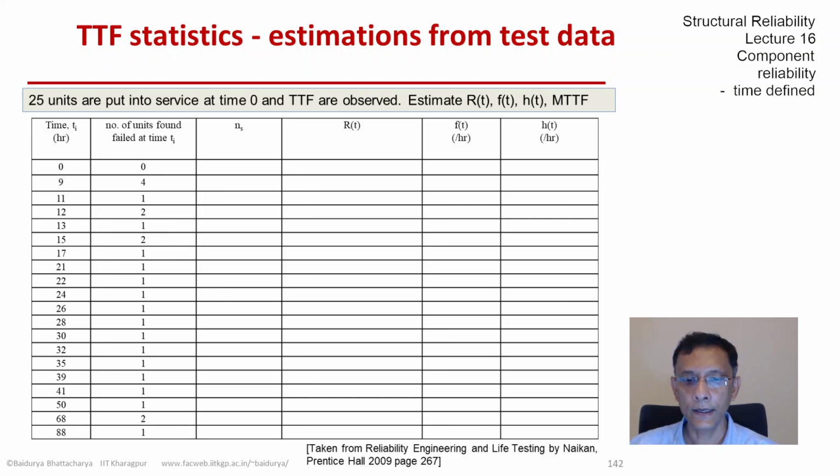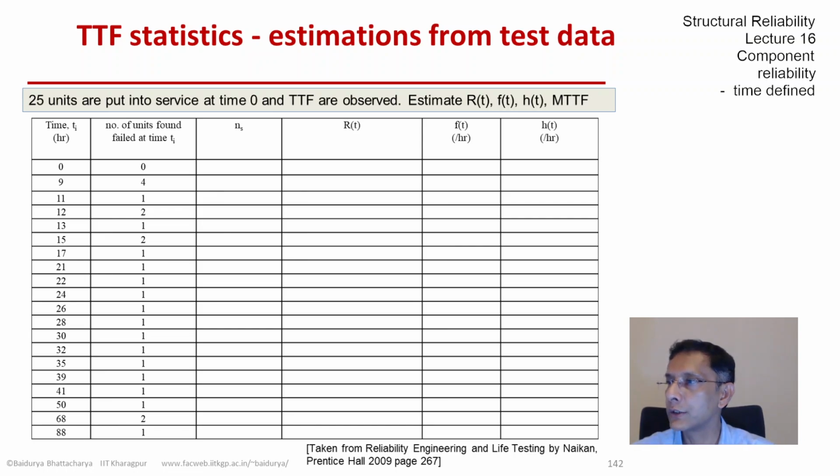This data set is taken from Professor Naikan's book, and as you see, 25 samples have been tested, but compared to what we had before, these are not presented in intervals of time, and also the times to failure are not uniformly spaced, and sometimes more than one failure has been observed. So it's different in that sense from the earlier data that we analyzed from Schumann's book.